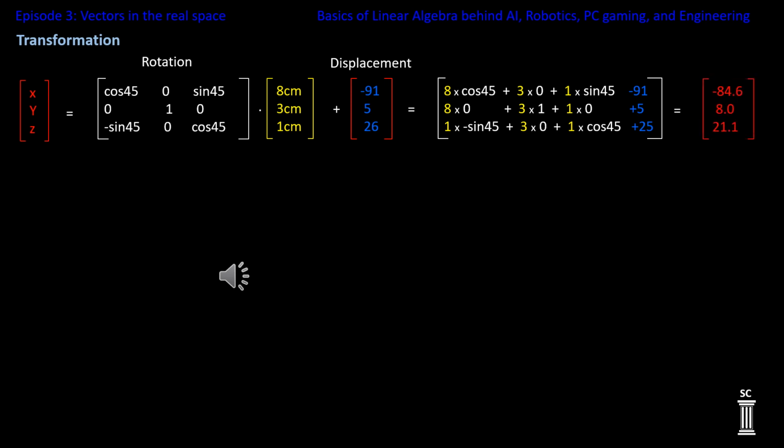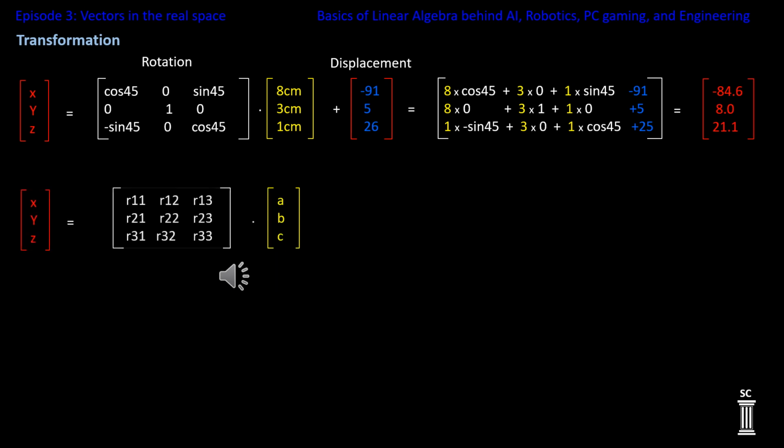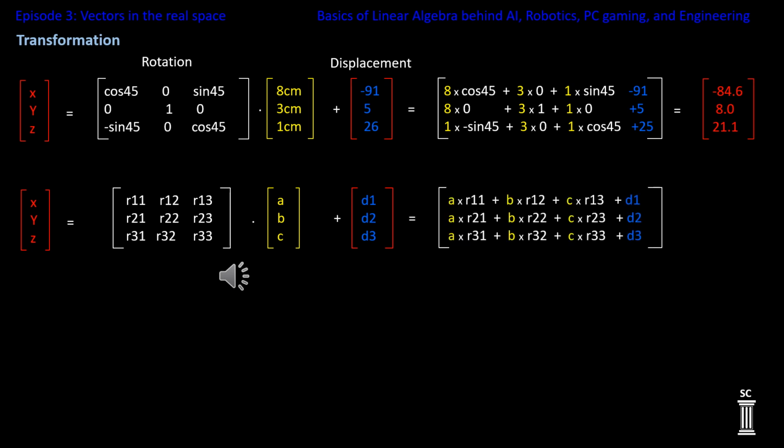So what does this formula look like in general? Well, we have a certain position, let's say A, B, C, and multiply it with a rotation matrix. I'm not going to say rotation over X, Y or Z, just some general rotation matrix. We add displacement of D1, D2, D3 and apply the tensor rules. And there it is, the general formula.